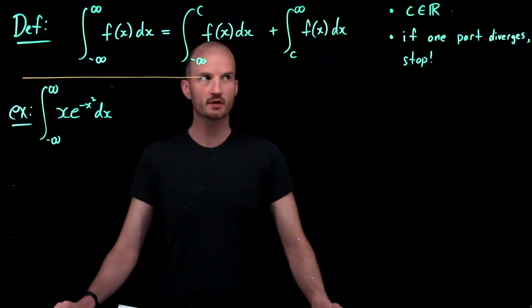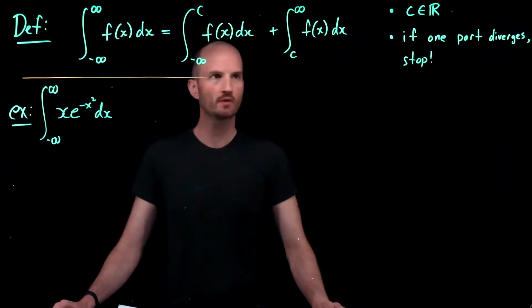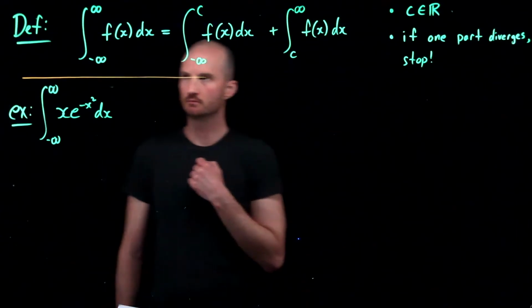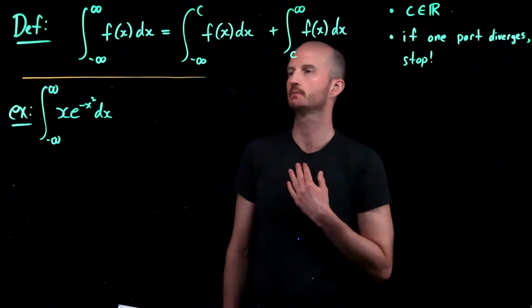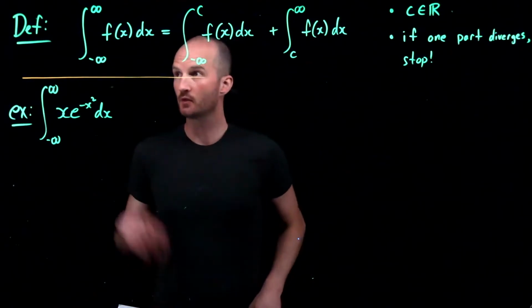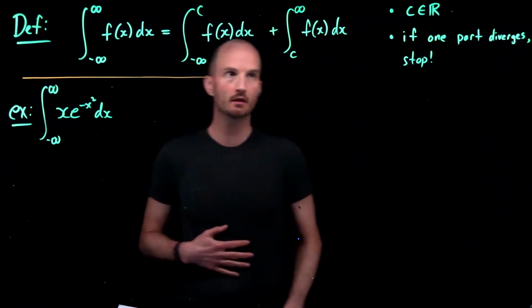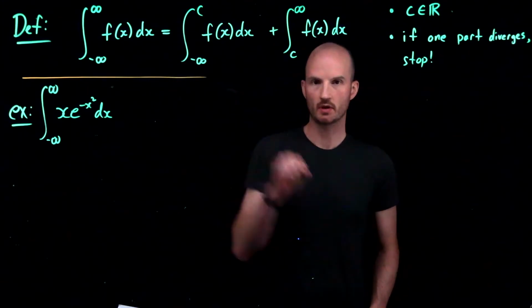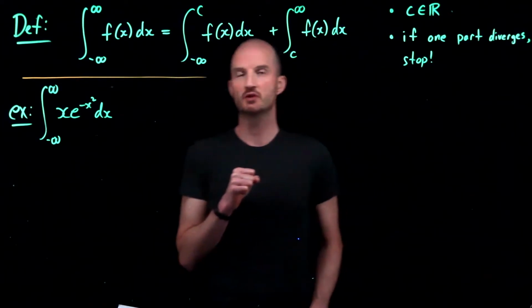A definition, a definition, a definition. So what to do when you have an infinity in two places? Well, we're going to break it up. With this definition, we're explaining how we are choosing to deal with this situation. We're going to break it up into two pieces.